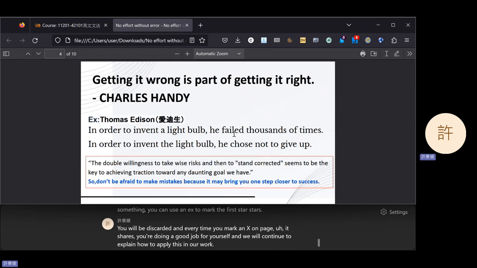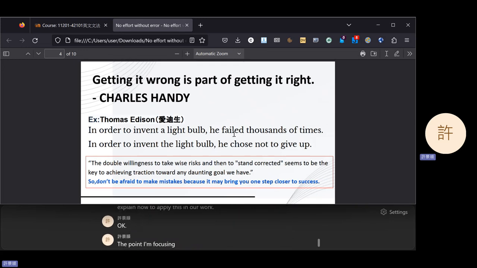The point I'm focusing on is what Charles Handy called getting it wrong is part of getting it right. In Chinese, we can call it 失败是成功之母. So it fits the title of the article, No Effort Without Error. And we have all heard of Thomas Edison, who succeeded by trial and error, 试错.